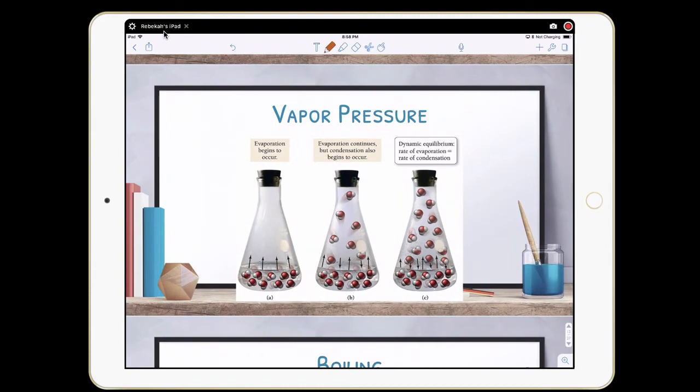Vapor pressure we've talked about before. Vapor pressure is just the pressure of the gas or the vapor that's on top of a liquid at any given temperature.